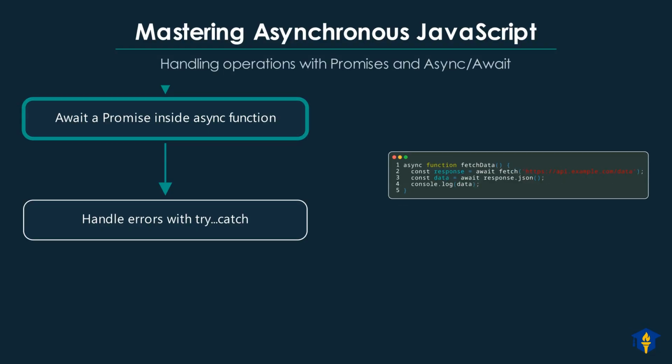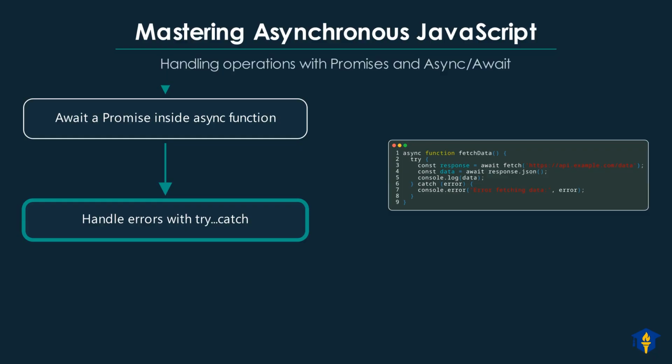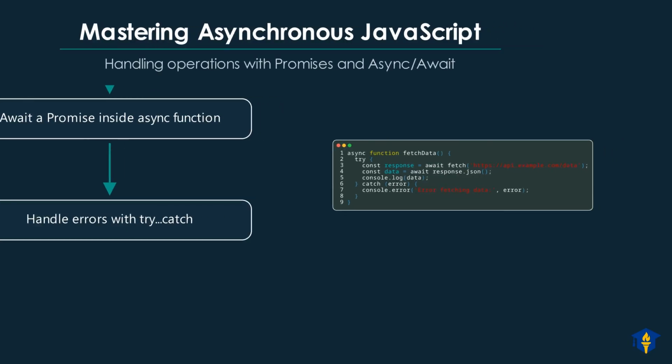Inside an async function, you can use await to pause execution until a promise settles. This example fetches data from an API, waits for the response, and then processes the JSON data. It is crucial to handle potential errors within your asynchronous operations using try-catch. This code demonstrates using a try-catch block to gracefully manage errors during data fetching.